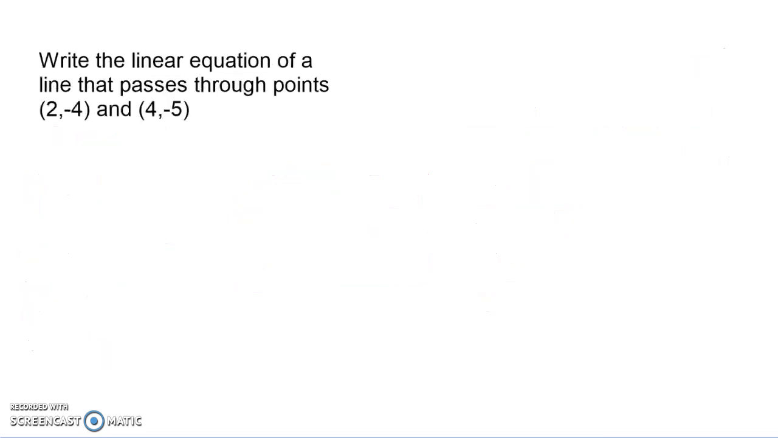All right, so we have one more example right here, which does not have a chart, but it gives us 2 points. So write the linear equation of a line that passes through points 2, negative 4, and 4, negative 5. So again, what we need to do is find the slope first. So we have x1 and y1 and x2 and y2. So I'm going to find the slope with our equation of y2 minus y1 divided by x2 minus x1.